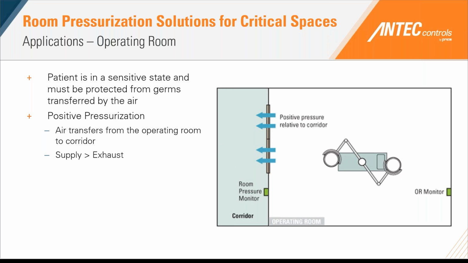Additional requirements you may see here in the operating room includes a room pressure monitor outside the space to give us a visual and audible alarming on how that room condition is being maintained. And then you may also see an additional larger operating room monitor inside the space to give the hospital staff, the surgical team, an understanding on where some of those key variables are, like temperature, air change rate, and pressurization.